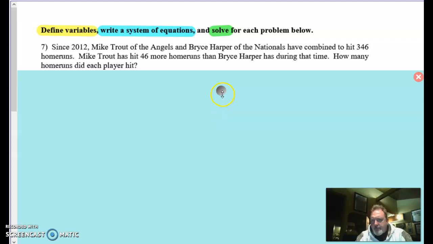It could be Bill Smith and Jim Jones, and they could be collecting rubber bands and paper clips. It really doesn't matter. In this case, it's just talking about how many home runs they've hit. So again, you don't even have to know what a home run is. So here's what we know: the two guys combined have hit 346 of these.